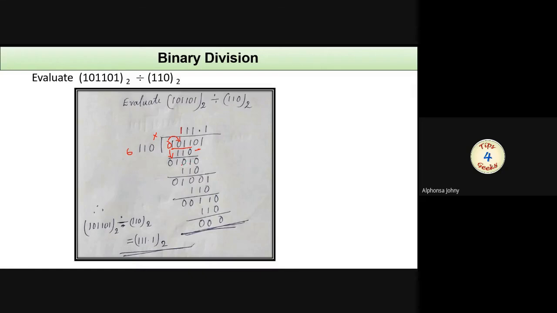So what is the value of 1 0 1? It is 4 plus 1, 5. We cannot divide 5 with the 6. What we will do? We will copy next bit from the left side, sorry, from the right side to here. That is, this 0 is copied to here. So the number will become 1 0 1 0. 1 0 1 0 is nothing but 10.